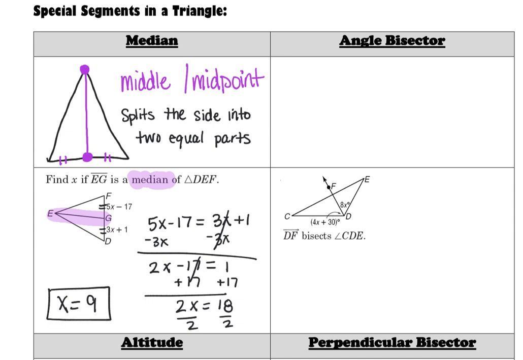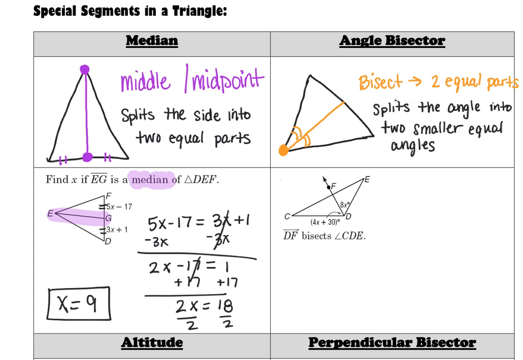All right, if we look at our second special segment, an angle bisector, we've actually seen the angle bisector before in our first unit. If you recall, bisect means we're going to split into two equal parts. So I'm going to pick one angle in our triangle, and I'm going to draw a line that's splitting that angle into two smaller equal angles. And I can go ahead and put those tick marks there. So when you see that angle bisector, I want you to think about one of the big corner angles of our triangle being split into two small equal angles.